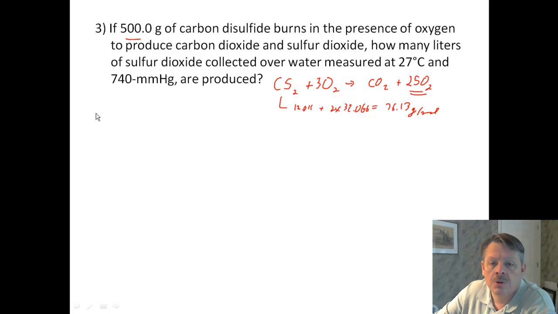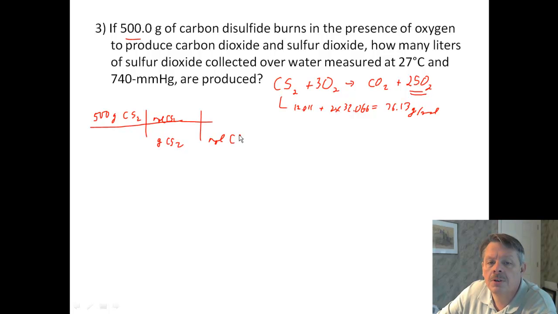So let's go and convert that into moles. 500 grams of carbon disulfide. I have to convert from grams of carbon disulfide to moles of carbon disulfide. Am I done? No, I have to go from moles of carbon disulfide to moles of, what do I want? I want moles of SO2.